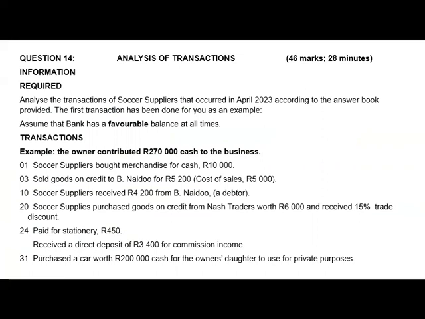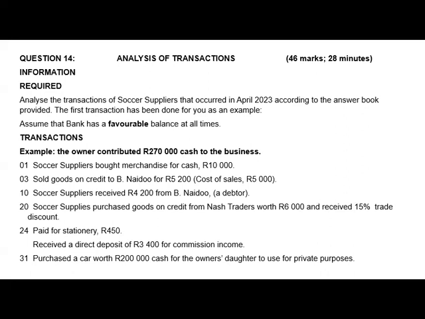Now, the example says that the owner contributed 270,000 cash to the business. In that example, two accounts will be affected. The first accounts that will be affected will be bank and capital, okay?